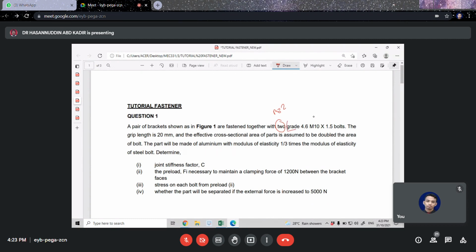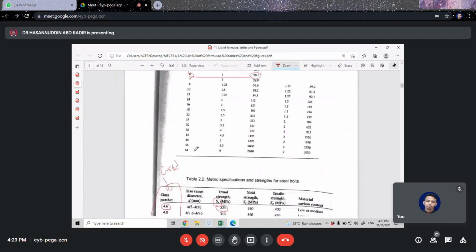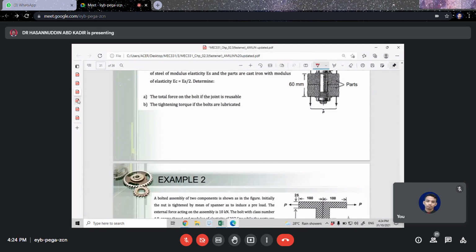Then okay, this one they also mention that you have a grade 4.6. So 4.6 ni later on we will refer back to the list of formula. Okay, grade, bahagian sini. Grade 4.6 contoh this one. Grade ataupun kelas, okay, they mention ke bahagian sini 4.6. So they will ask you this one, maybe you need to find the SP or the SY ke, tengok this one SP. Cara baca tu soalan tu kena hati-hati sikit.